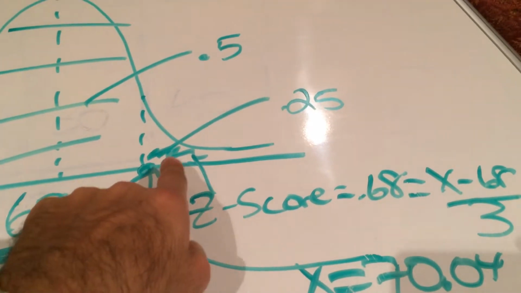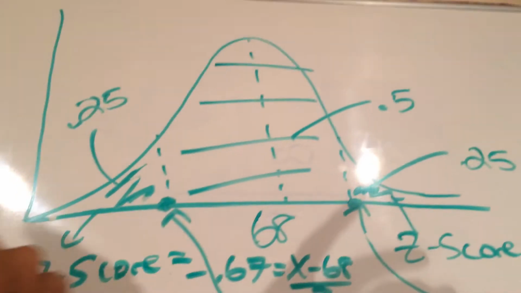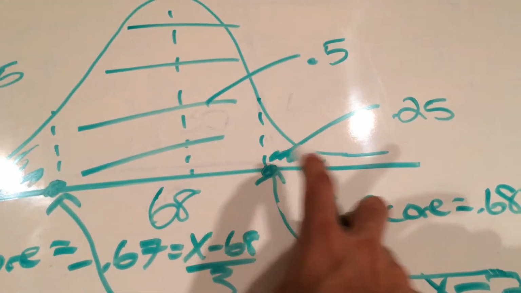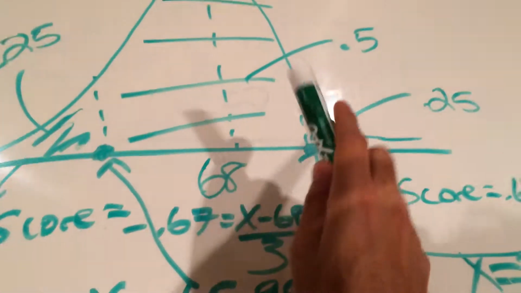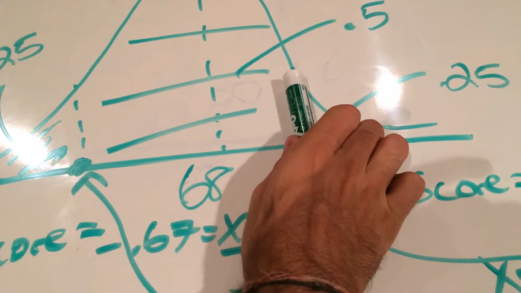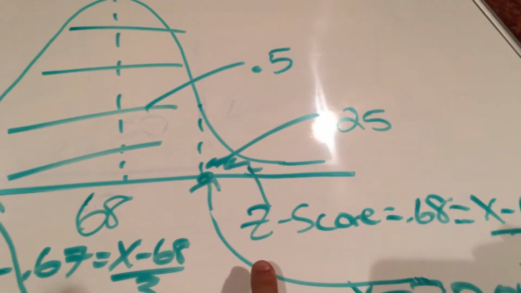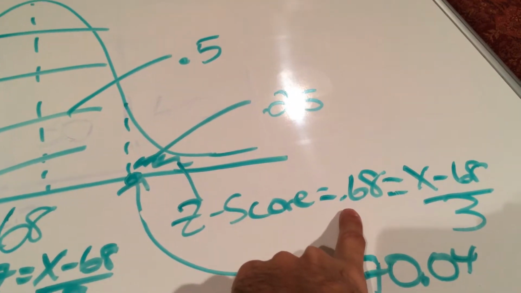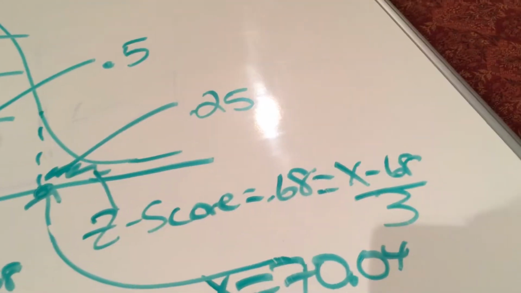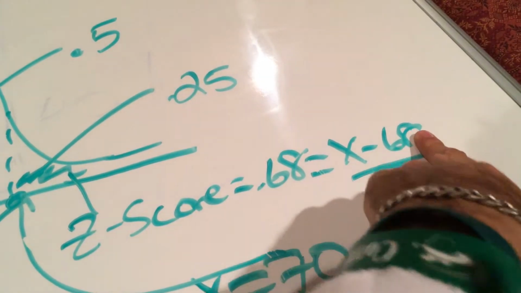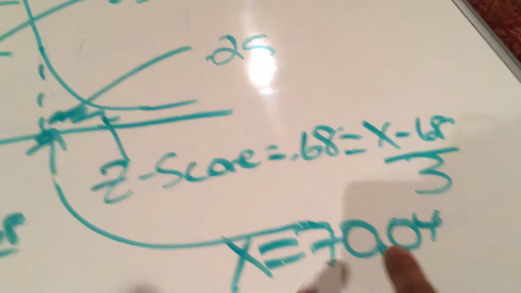Well, for this z-score, we know that 25% of the data is over here. So that means from here all the way down must be how much data? Well, if 25% is here, 50% here, 25% here, total 75% is below this point, below where my marker is. So I want to go to my z-score table and find 0.75. Well, 0.75 is equal to 0.68 of a z-score, which means 0.68 standard deviations above the mean. Set that equal to x minus 68, which is of course the mean of the data, divided by 3. Solve for x and you get 70.04.